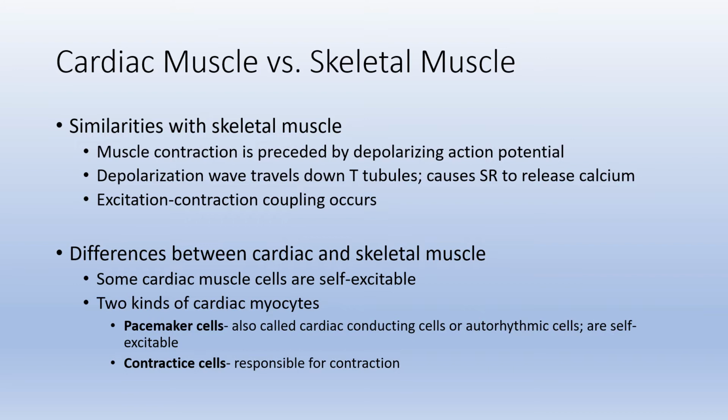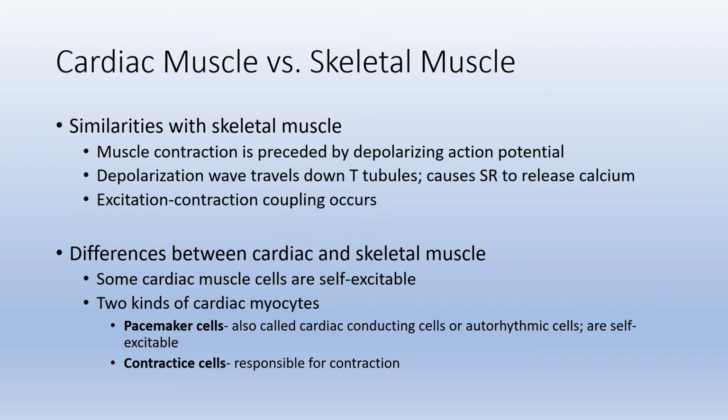Despite the similarities between these two types of muscle, they also have their obvious differences. In addition to being located in different parts of the body, some cardiac muscle cells are actually able to excite themselves, or they are able to generate an action potential without an external input. But aside from that, we also have two kinds of cardiac muscle cells, or cardiac myocytes. They are known as pacemaker cells and contractile cells.